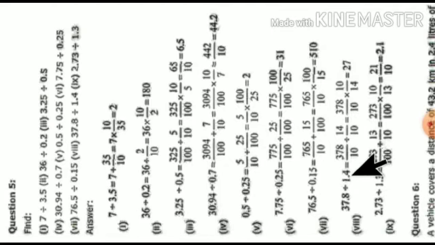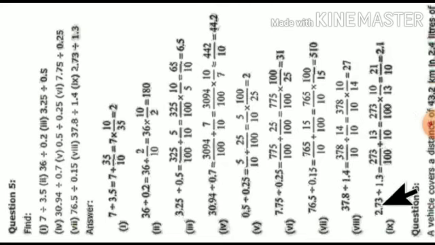37.8 divided by 1.4 equal to 378 upon 10 divided by 14 upon 10 equal to, then this will become multiply and this will be reversed. So 378 upon 10 into 10 upon 14. 10 10 will be cut, and 378 divided by 14, it will be 27.